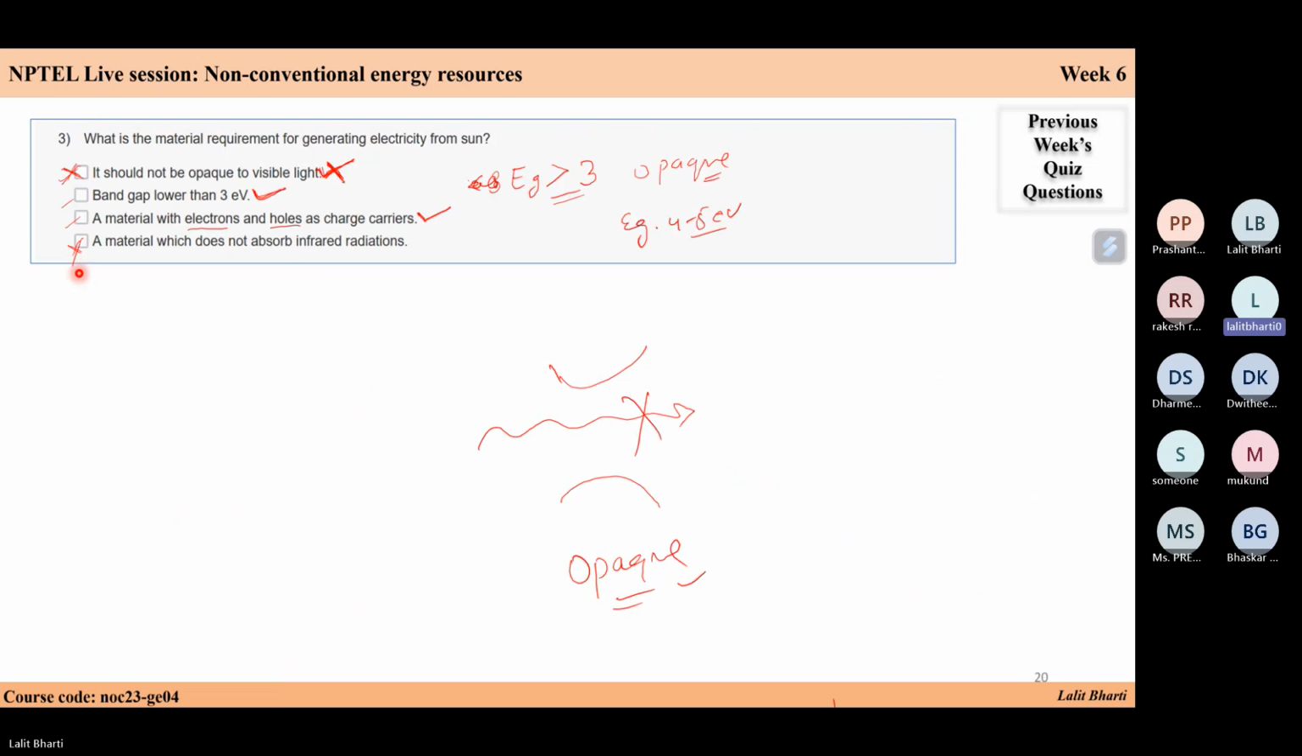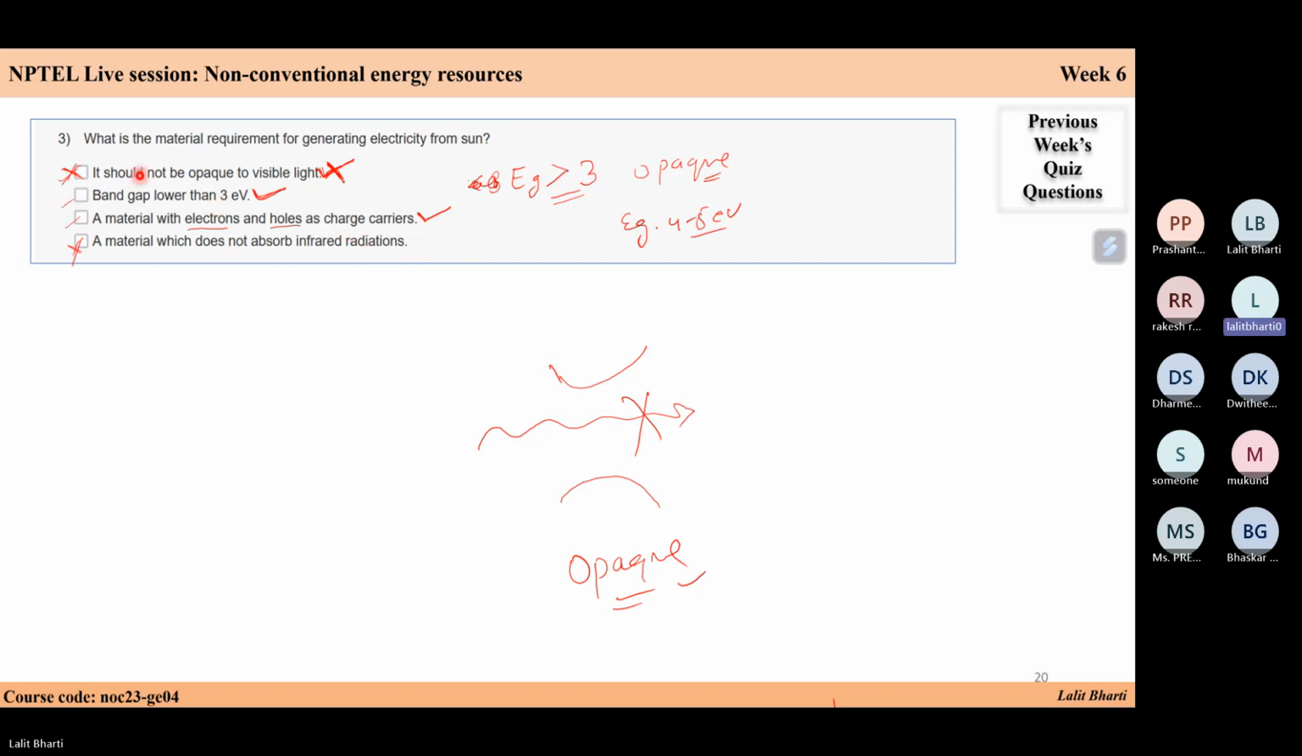Then we have question number 3. It asks, what is the material requirement for generating electricity from the sun? So we have already discussed this kind of thing. It should not be opaque to visible light. Band gap lower than 3 electron volt. A material with electron holes as charge carriers. A material that does not absorb infrared light.